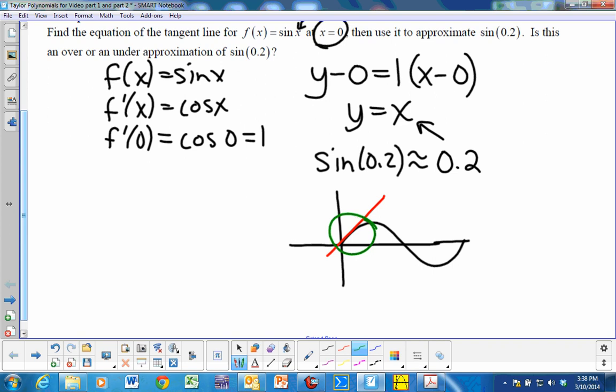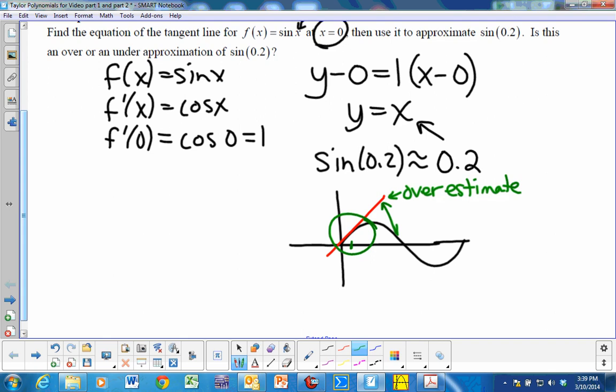As we get further away, not so close. Obviously as you get over here, the values are not very close, but really close to 0, this is probably a pretty good approximation. Now, because the sine graph is concave down and increasing, your tangent line is above it, which means this should be an over approximation. Looking at that line, you can see that this is going to give me an overestimate of any values in that area where 0.2 would be, which would be over here somewhere. We're going to get an overestimate.